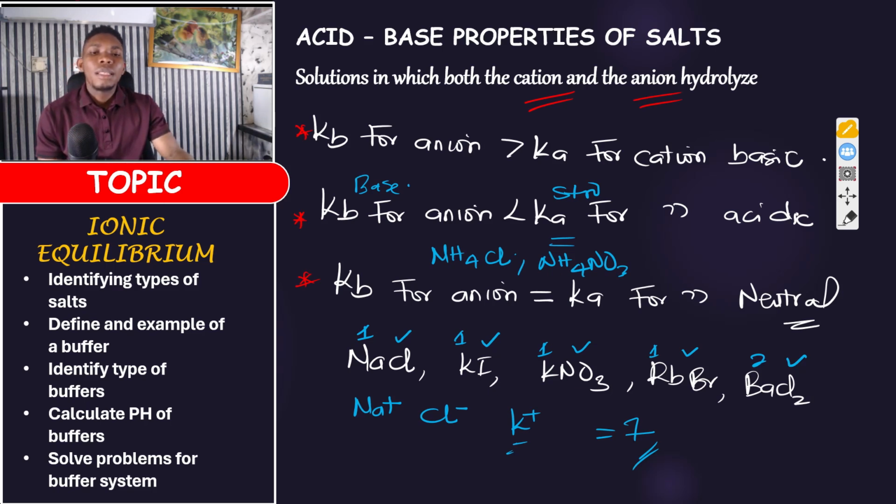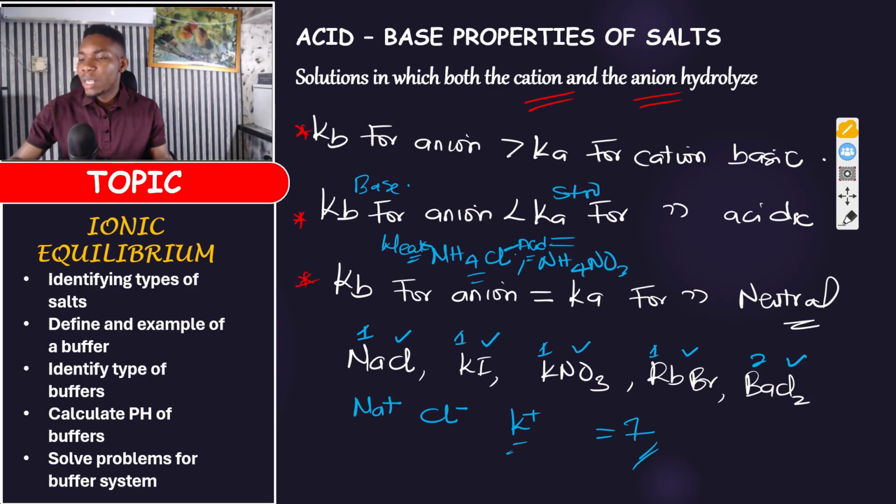Because if you look at this, ammonium is from ammonia. Ammonium is a weak base, right? While the anion is from chlorine. Chlorine will give us HCl, which is a strong acid. Are you getting it? Now, that kind of solution is going to form an acidic solution.